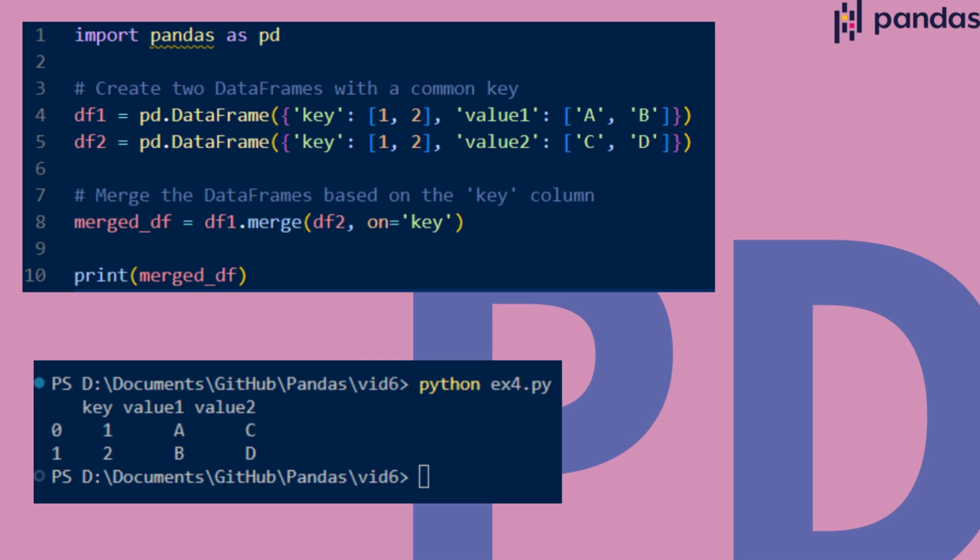If you are familiar with SQL joins, these are the same. It combines or merges the values based on the keys it matches. So now 1 matches 1 and 2 matches 2, so that's why they both merged and then combined the values. Now you can see value 1 and value 2, A, B, C, D. Okay, so yeah, this was the combining and merging.